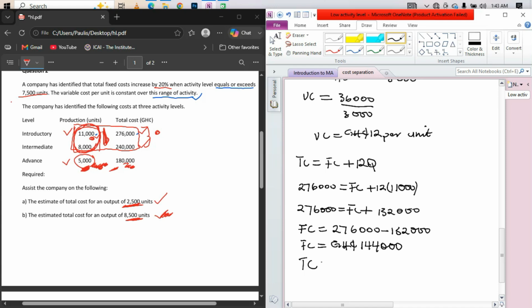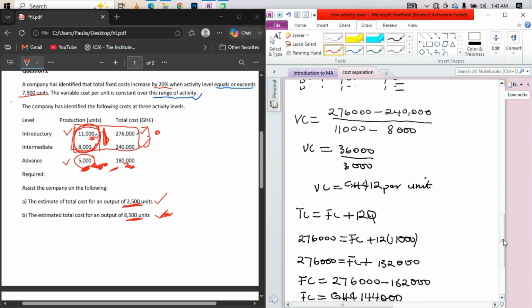The cost function will be the fixed cost, which is equal to 144,000 plus 12, which is the variable cost, times the quantity. So this function is for above range. This function here is applicable when we are producing above the 7,500 units.